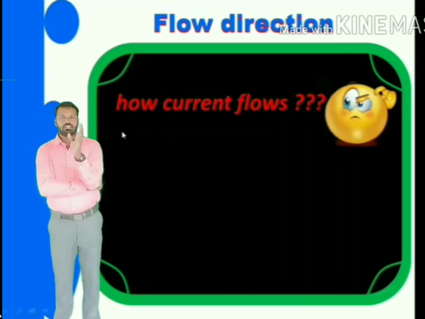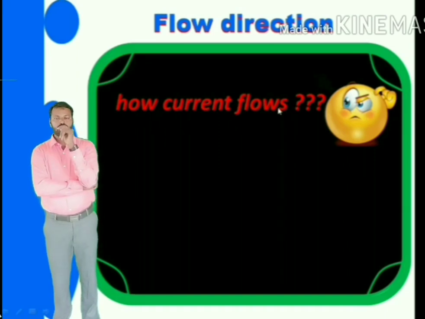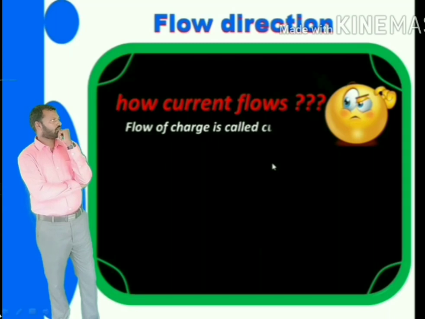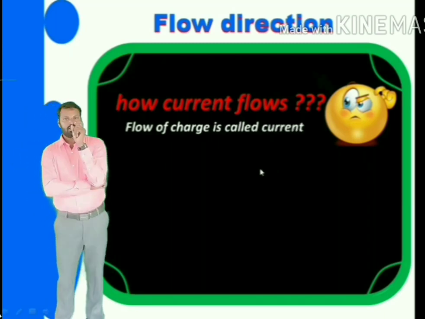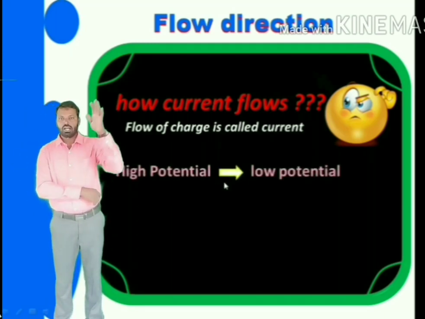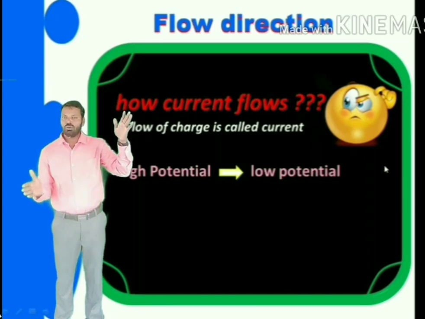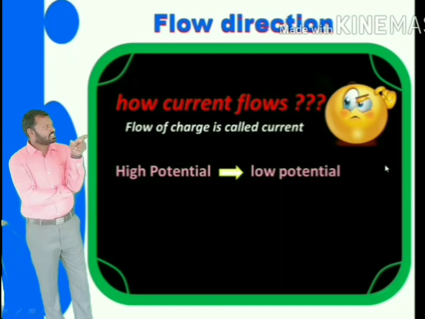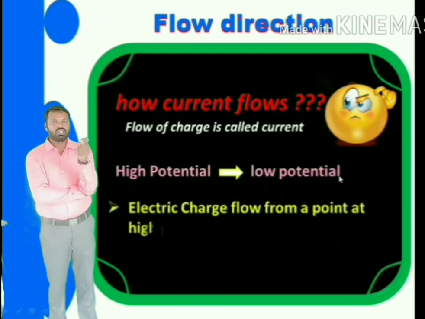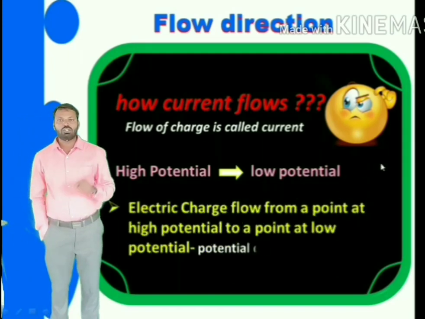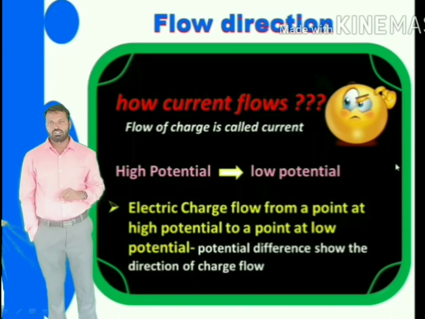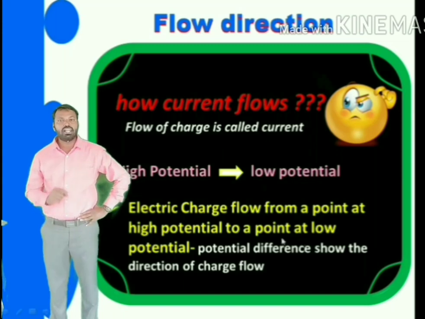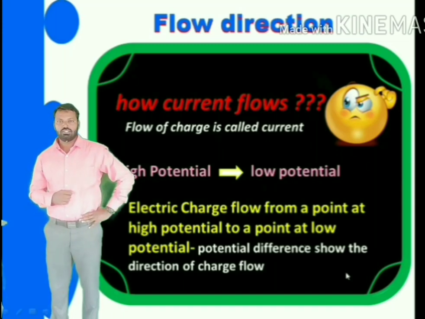Similarly, how does current flow in a circuit? What is current? Current is flow of charge. Generally, current flows from high potential region to low potential region. That means always electric charge flows from a point at high potential to a point at low potential. That means the potential difference shows the direction of flow of charge.